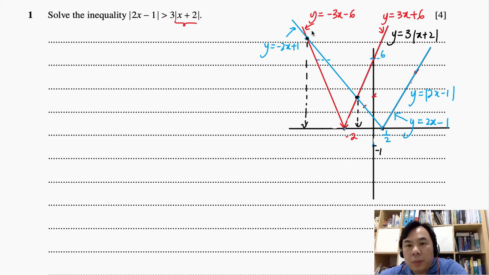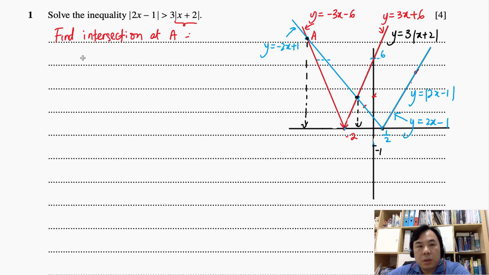So in order to obtain the intersection for A, let's find the intersection at A. All you need to do is just solve these two simultaneous equations, which means negative 6 is equal to negative 2x plus 1 there. From here you get x equal to negative 7. So this is actually negative 7.